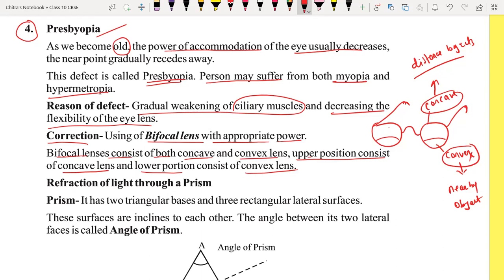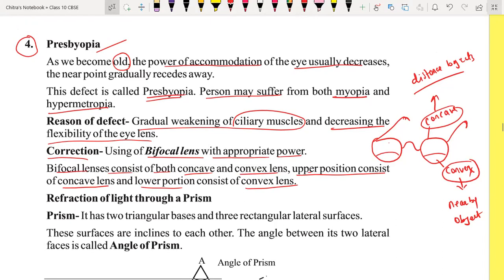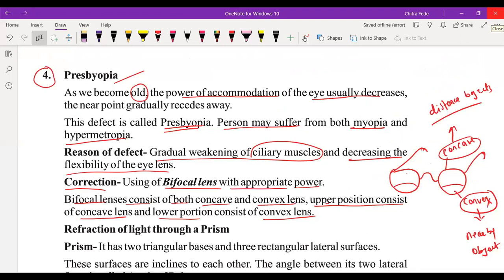Okay, any doubt? Everyone, any doubt? No, sir, no doubt. Okay, so here we have completed the defects of the eye part of your chapter. We are going to have a test on that particular part, so get ready for tomorrow's test.